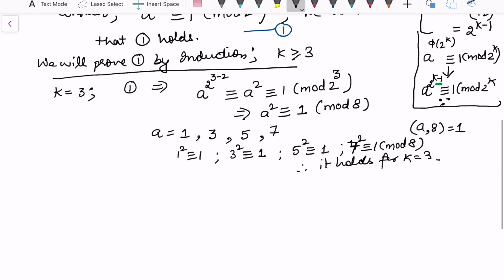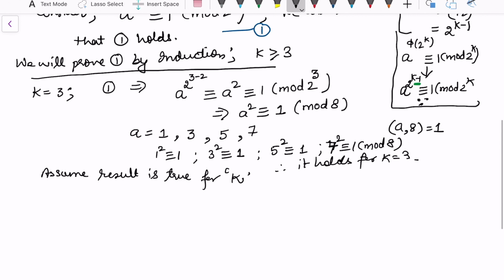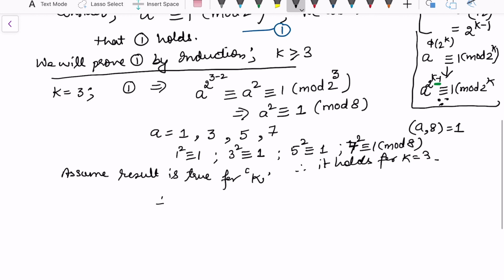Now let us assume the result is true for k, and we will prove it for k plus 1. Once I say the result is true for k, this means a to the power 2 to the power k minus 2 is congruent to 1 modulo 2 to the power k holds. And now we want to prove it for k plus 1.